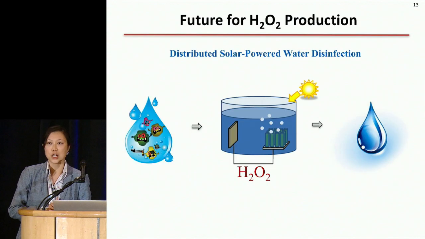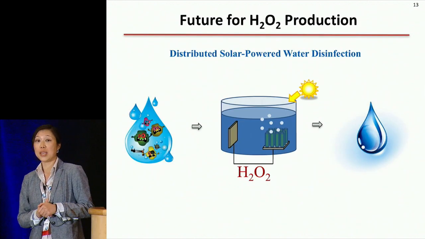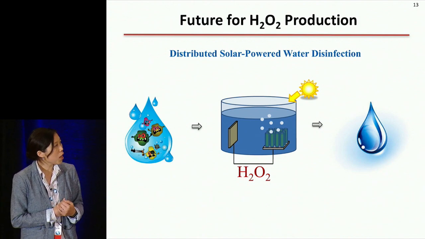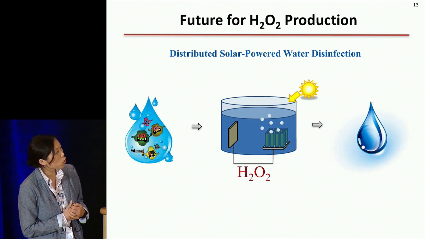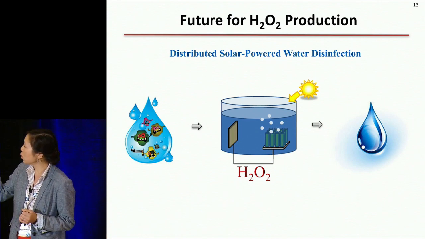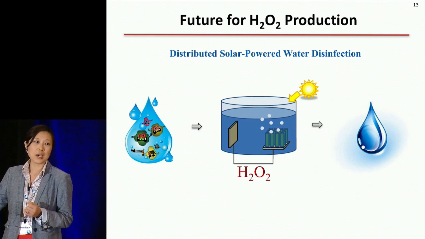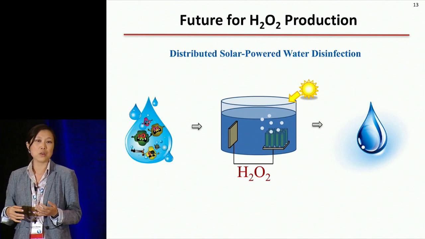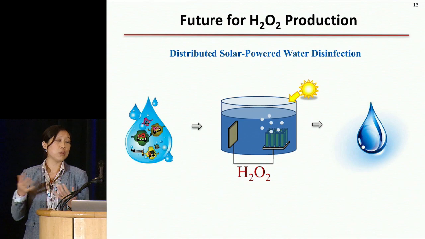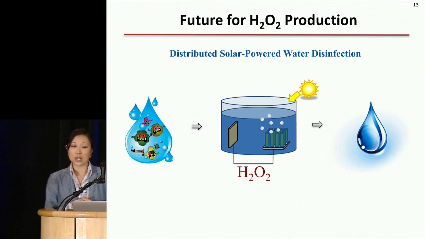So what's the future? This is one of the visions we have with this spontaneous hydrogen peroxide generation system. We call it solar-powered water disinfection. We can take dirty water with bacteria and heavy metals, run it through this light-driven fuel cell, and we can kill the bacteria, and it only needs light.